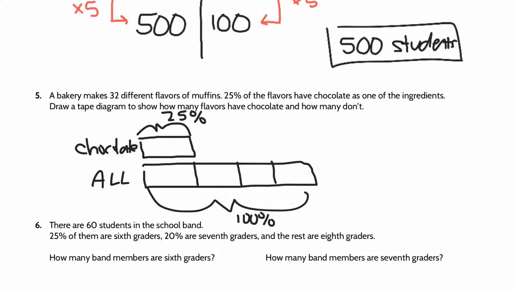Now, they make 32 different flavors. And if we divide our 32 into the 4 boxes, we get 8. And so each of these then have 8 to represent the 100%. And so 8, 16, 24, 32, it represents the 100%, our 32 different flavors. And so what is then 25% but 8? So 8 have chocolate, 24 do not.